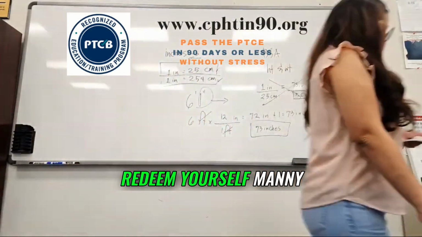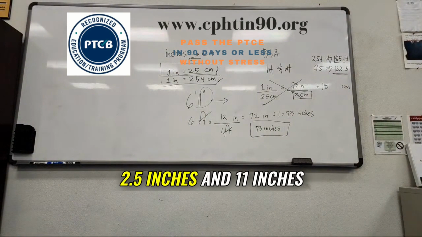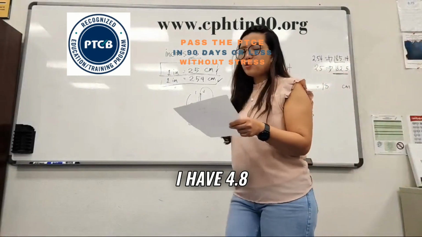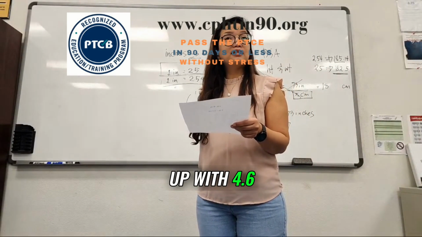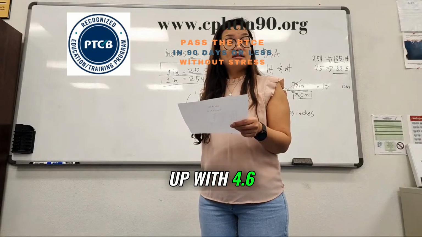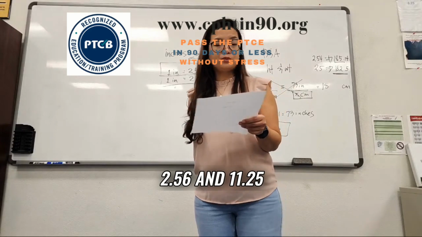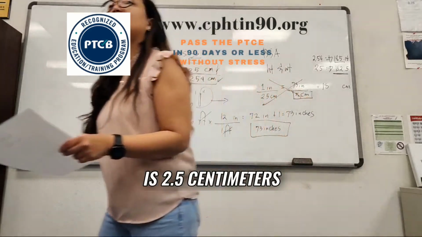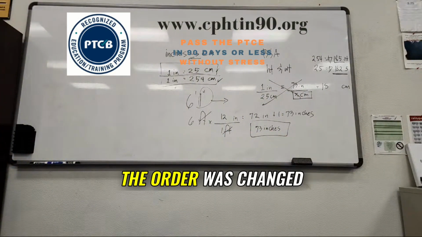Redeem yourself, Manny, number 7, 8, and 9. It's 4.5 inches, 2.56 inches, and 11.25 centimeters. Okay, I have 4.8. I don't know why you came up with 4.6. Double check. I have 4.8, 2.56, and 11.25. You have an order on top. It says 1 inch is 2.5 centimeters. So you should not use 2.54. The order was straightforward.